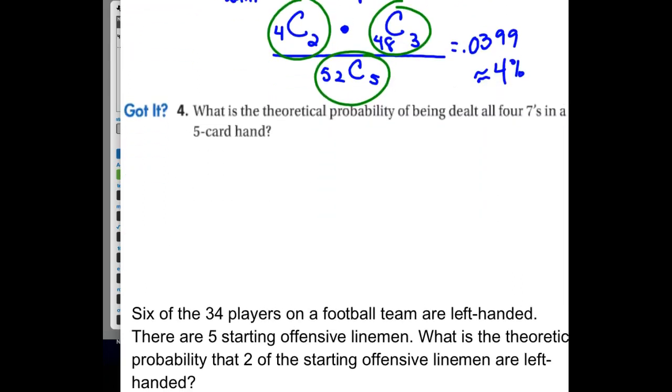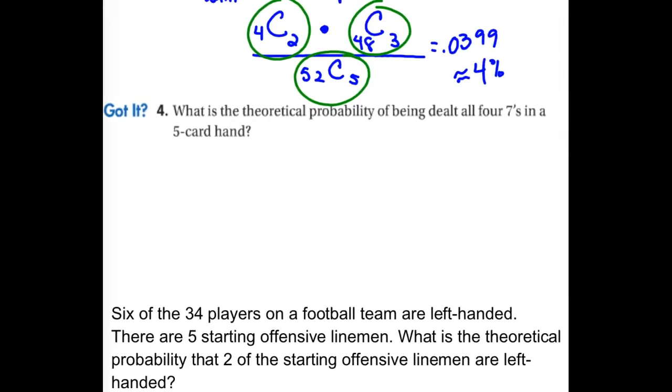Our next question says, what is the theoretical probability of being dealt all 4 sevens in a 5-card hand? Okay, so keep in mind we have to account for all 5 of our cards, right? So we want 4 sevens, which means we need what? What else? One other card that is not a 7, correct? Okay.